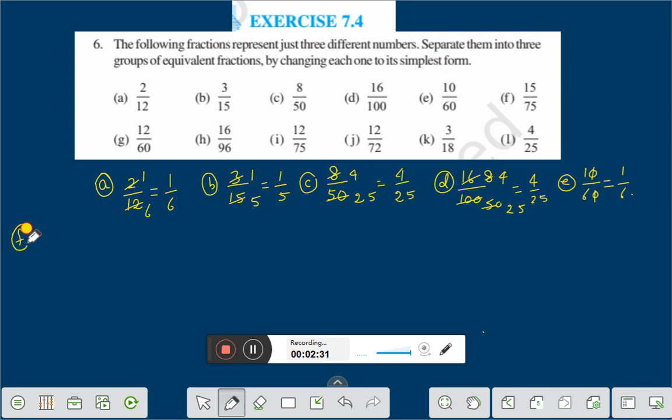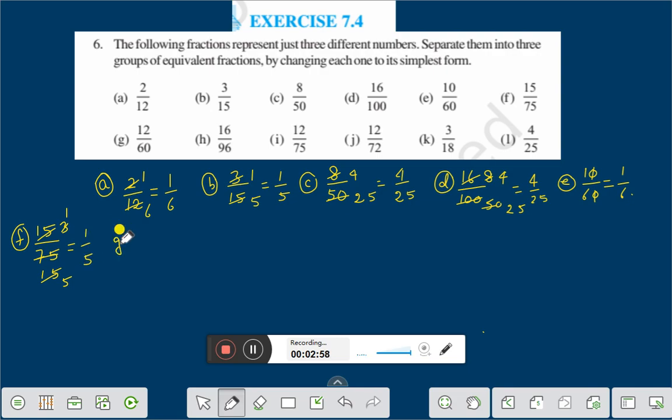Now question number F we are getting 15 by 75. That means if we divide by 5, 5 3s are 15, 5 15s are 75. That means 3 1s are 3 and 3 5s are 15. That is equal to 1 by 5. That's F.